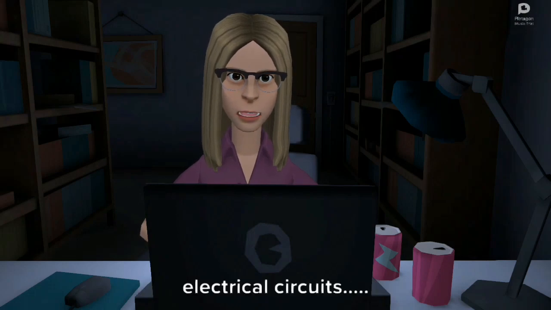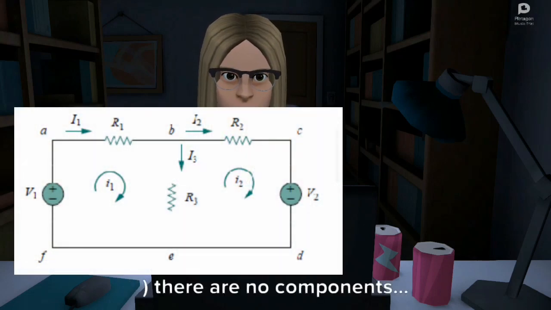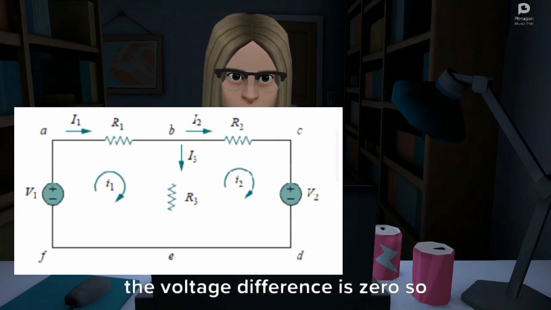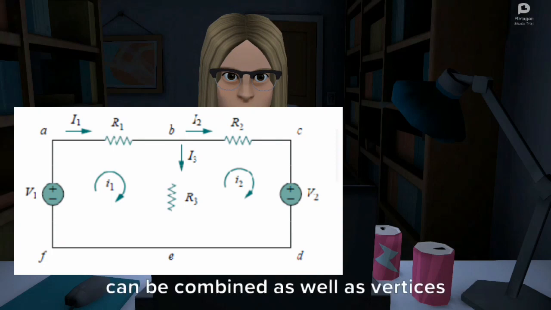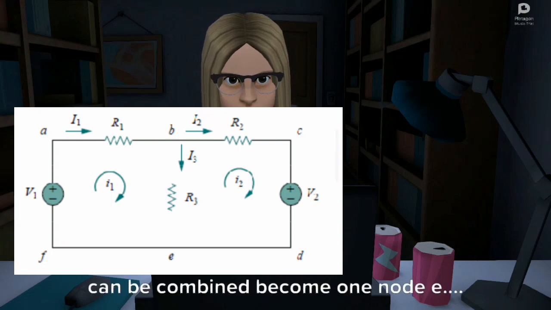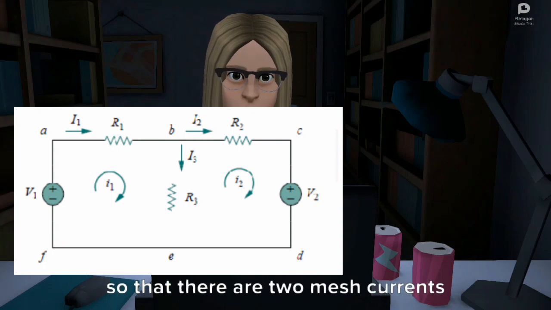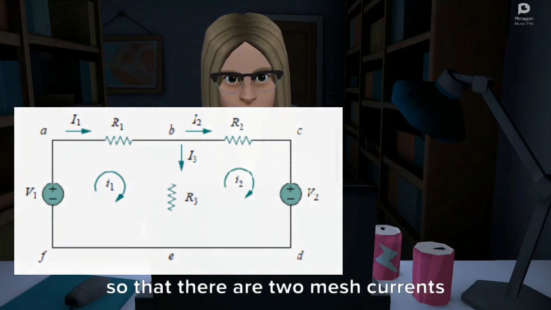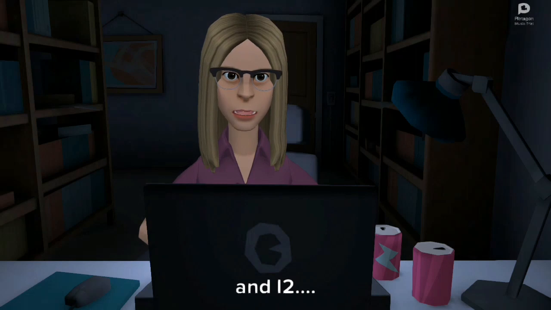2. Electrical circuits. Simplify the circuit first. If you pay attention to the side E, F, there are no components. The voltage difference is 0, so vertex E and vertex F can be combined, as well as vertex E and vertex D. Vertices E, F, and D can be combined to become one node E. In the circuit there are 2 areas, so there are 2 mesh currents symbolized by I1 and I2.